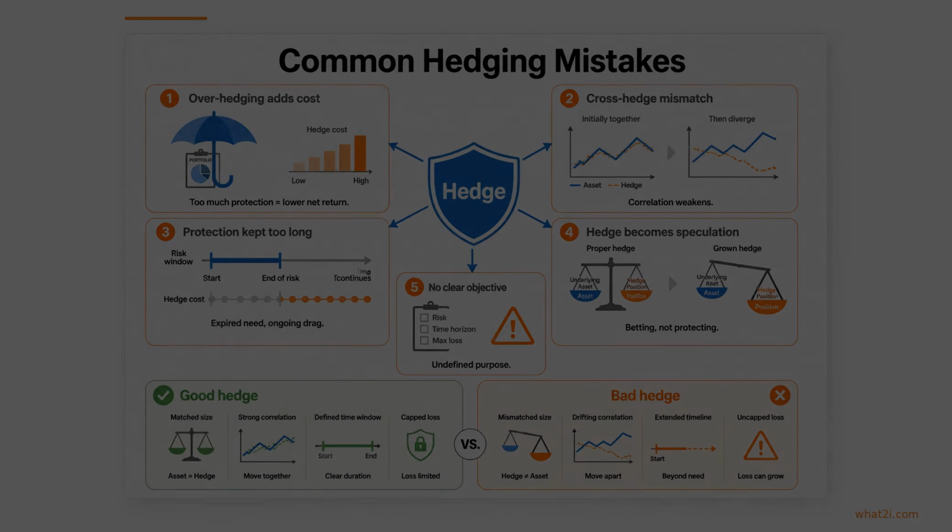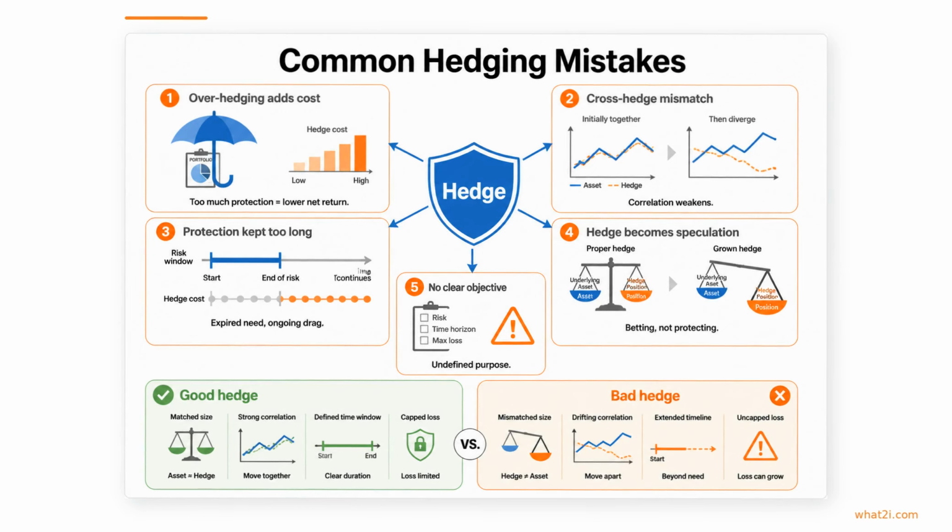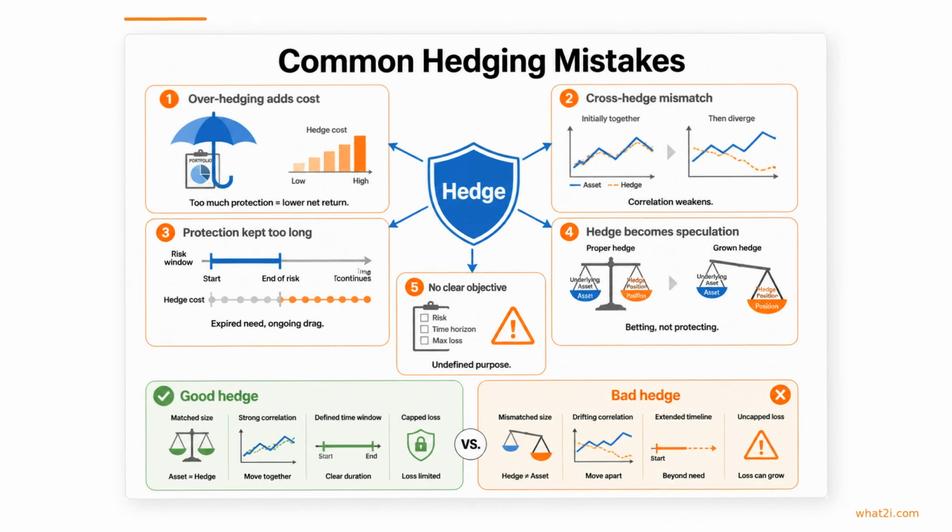Many hedging mistakes come from forgetting that the hedge is supposed to serve the original position, not become a separate bet. Overhedging is common, and it can create unnecessary cost or even reverse the portfolio's intended exposure. Cross hedges can also fail when the relationship between the asset and the hedge weakens at the wrong time. Another mistake is leaving protection in place long after the specific risk window has passed, which slowly drags on performance. Some investors also slide into speculation by increasing the hedge beyond what is needed for protection. A good hedge has a clear objective, a sensible size, and a defined time horizon.